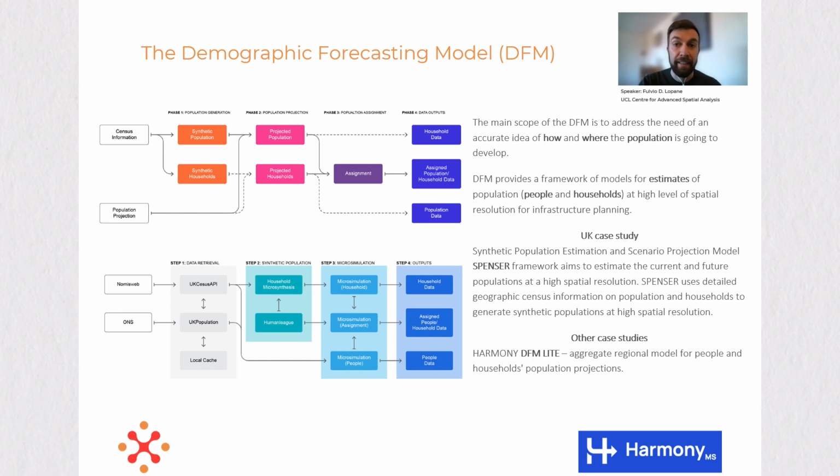For UK case studies, we use the SPENSER framework, which is a synthetic population estimation and scenario projection model. It's an open model developed by the University of Leeds, and our job here in Harmony was to make it work in combination with the other Harmony components. But since SPENSER is very UK specific and it requires a high level of precision in terms of input data, we also developed a DFM, demographic forecasting model, Lite for other applications.